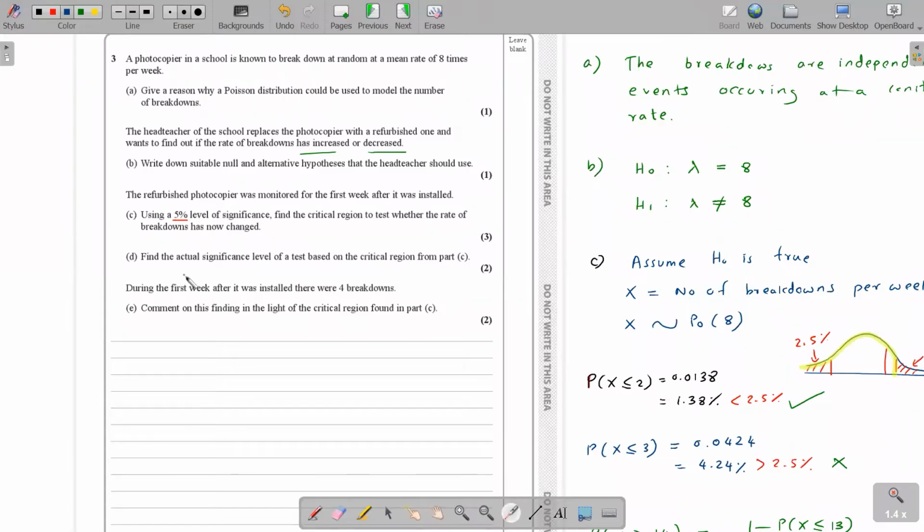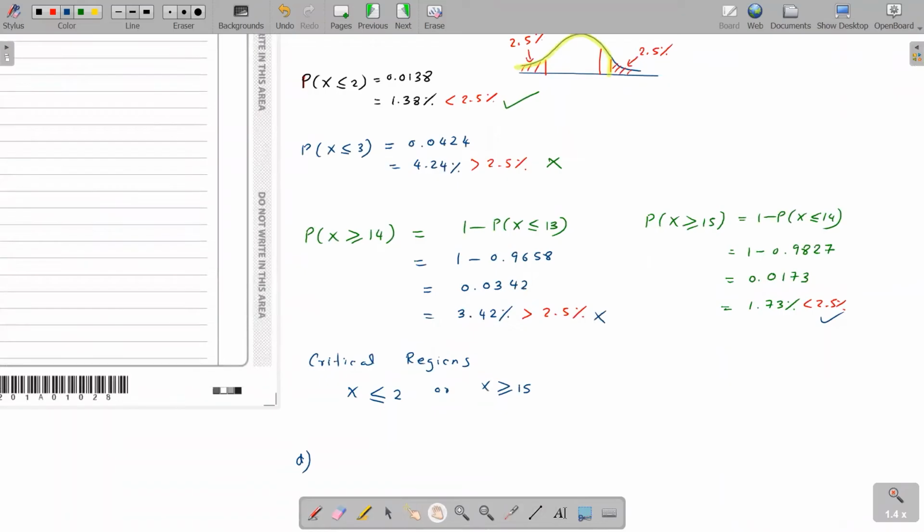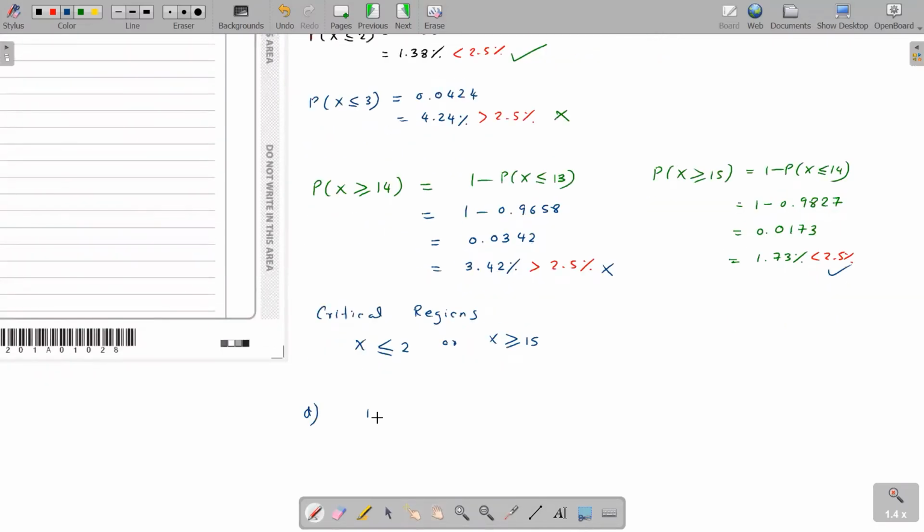Part D. Find the actual significance level of a test based on the critical region from part C. So how do you find the actual significance level? Get the actual probabilities that we use. X less than or equal to 2 is 1.38%, and x greater than or equal to 15 is 1.73%. Add those two probabilities: 1.38% plus 1.73% is 3.11%. So out of the 5%, the actual significance that we have taken here is 3.11%. Is that clear?